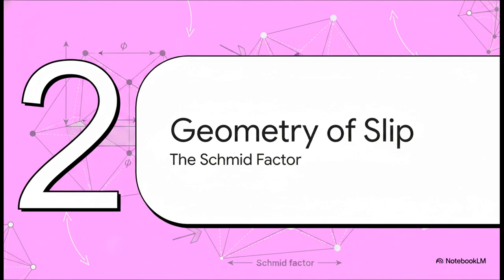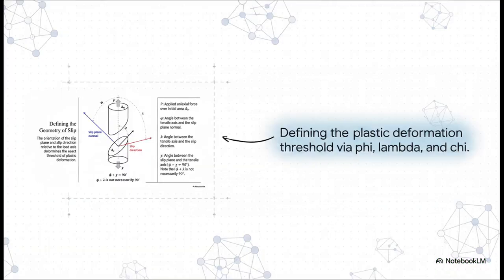Having seen the stages of hardening, we have to ask, what actually triggers a crystal to transition from elastic loading into plastic deformation? Well, the geometric constraints are quite clear. The orientation of the slip plane and the slip direction relative to the applied load axis determines the exact threshold of yielding. We define this precise geometry using 3 specific angles.